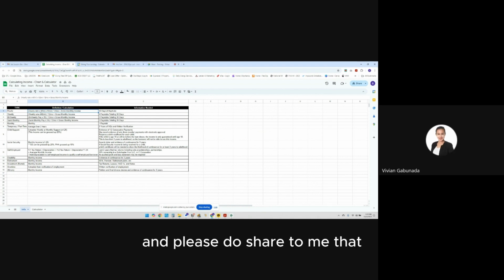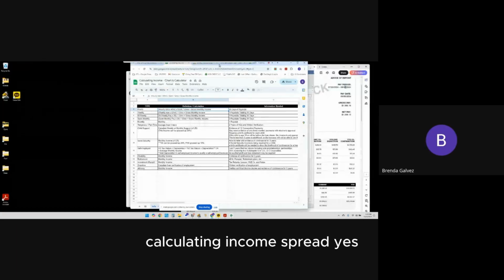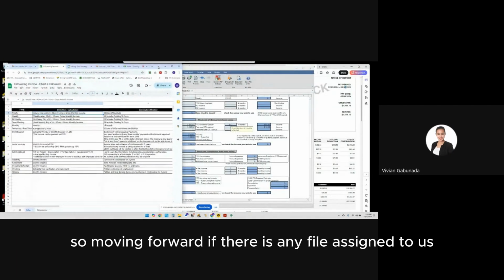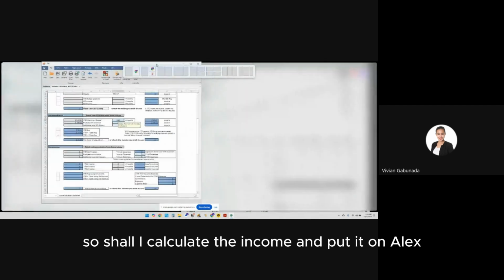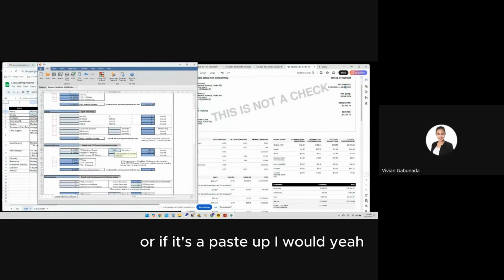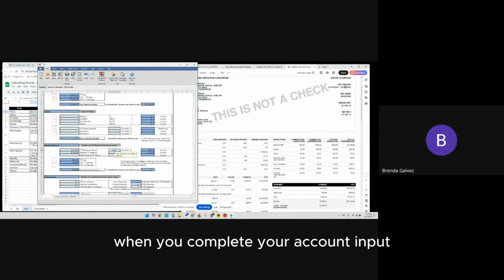And please do share with me that income calculating spreadsheet. Yes. So moving forward, if there is any file assigned to us, shall I calculate the income and put it on Talix? If it's a pay stub, yeah, you can calculate it and just let me know when you complete your input. Just let me know, hey, I calculated income. Please verify that it's correct. Yeah, that would be great.